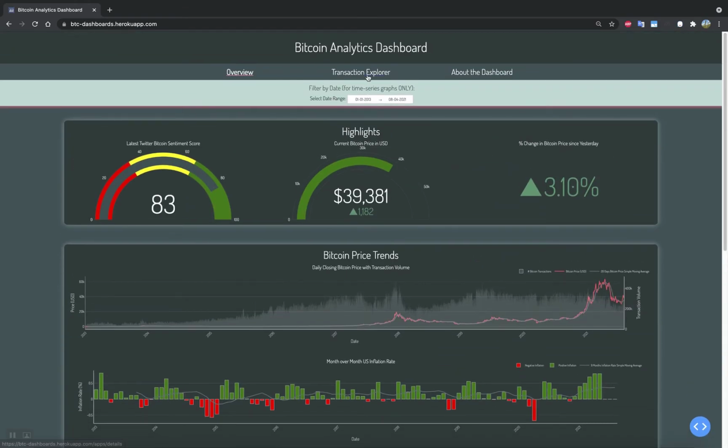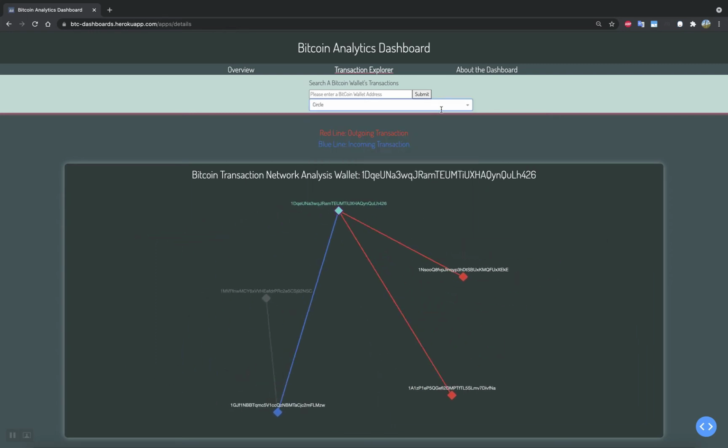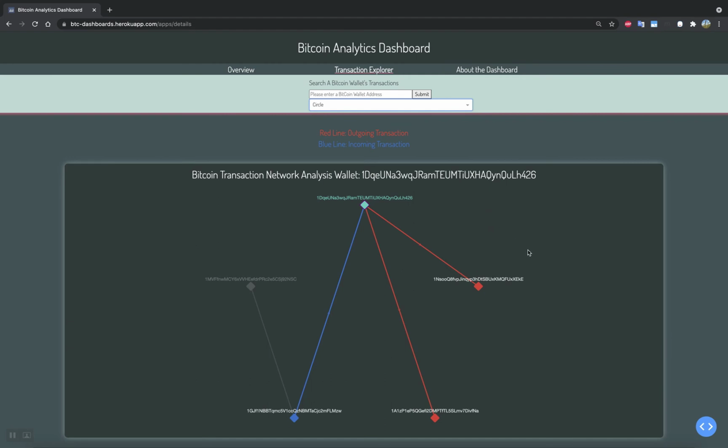On the next tab here, this is our transaction explorer. As it mentions, you enter a wallet address. It defaults to this one, which is mentioned in the title also, showing which wallet you're looking at. You're able to click on any of the nodes, and once you select a node, it will show incoming transactions as blue and outgoing transactions as red. With this drop down here, you can also select different visualization algorithms for the transaction graph, and it will automatically adjust the graph for you.